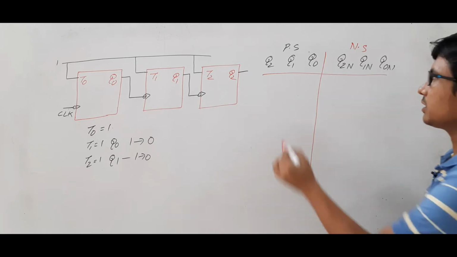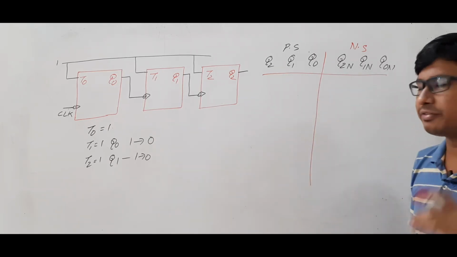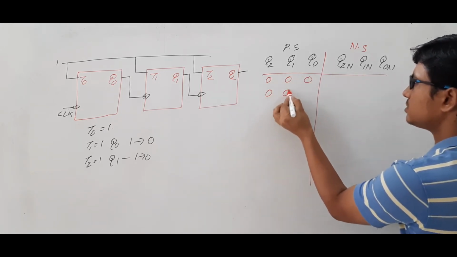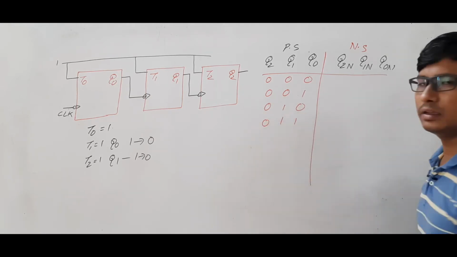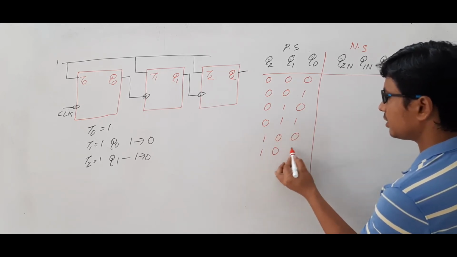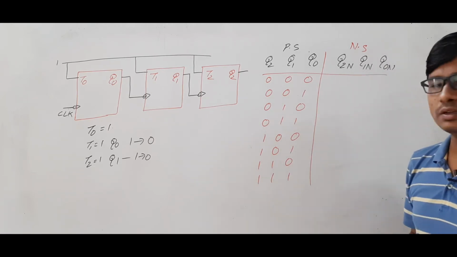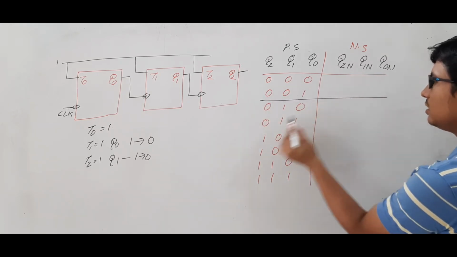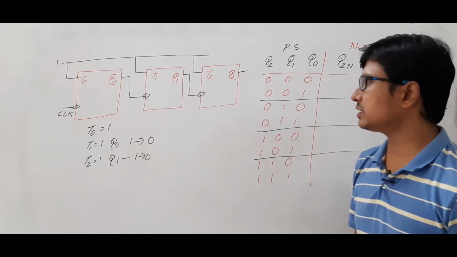Now if these are the present states, sorry for it, this will be 0, 0, 0, 0, 0, 1, 0, 1, 0, 0, 1, 1. These are the 4 input combinations. Similarly, you will have another 4 input combinations such as 1, 0, 0, 1, 0, 1, 1, 1, 0 and 1, 1, 1. These are the 8 input combinations we have. Okay, are you able to understand?